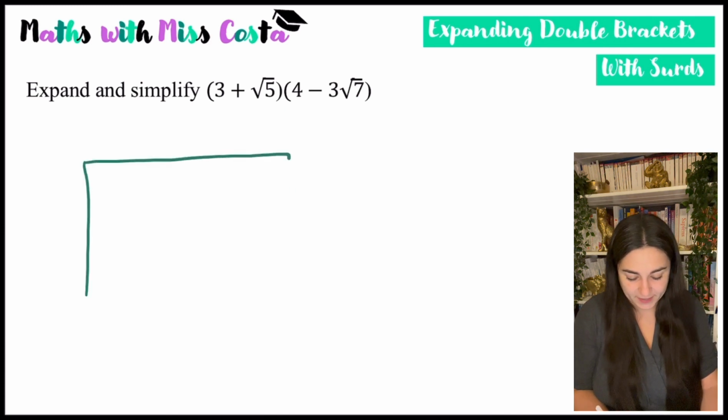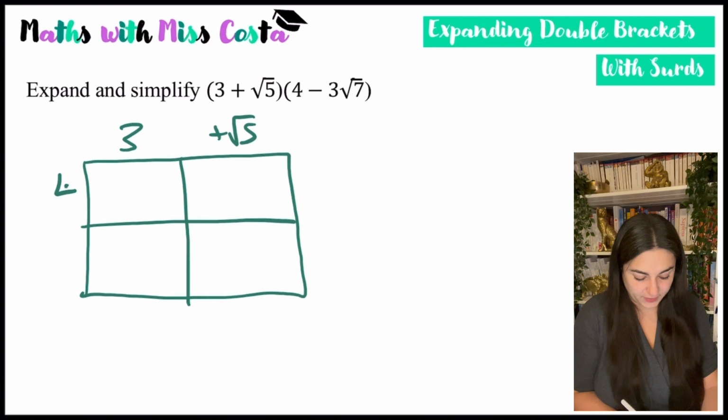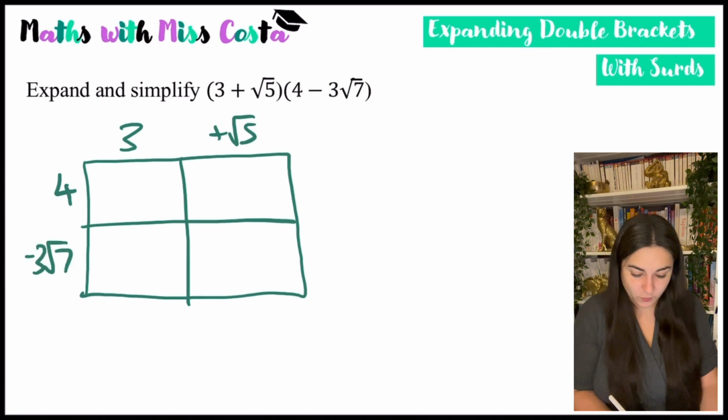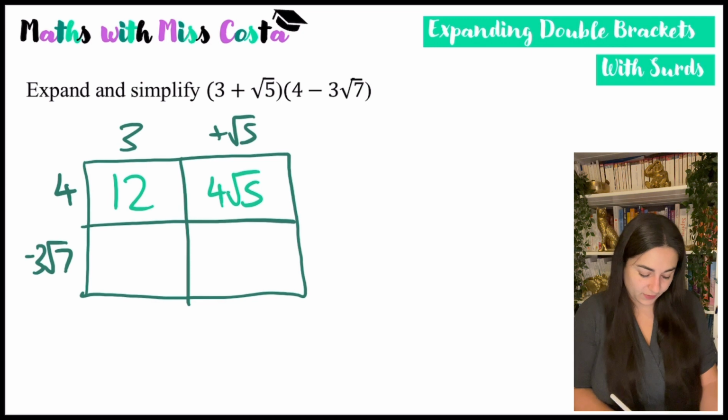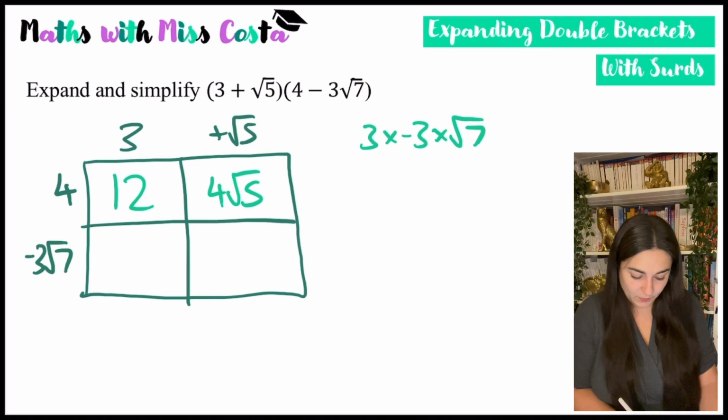So I highly recommend, even if you find this stuff easy, when it gets tricky, it's just a foolproof method. So 3 times 4 is 12. 4 times root 5 is going to be 4 root 5. 3 times negative 3 root 7, so 3 times negative 3 times root 7, you can write it out like this. So that would give you negative 9 root 7.